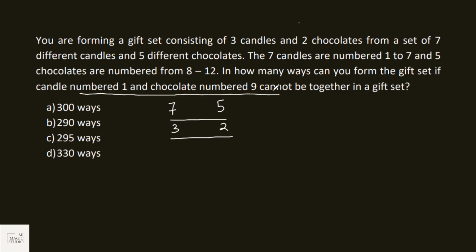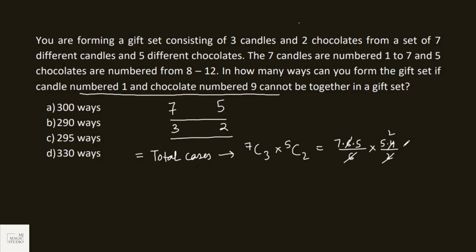Whenever we have this kind of question, the simple rule is to first find the total number of free cases. Total number of free cases where there is no restriction would be 7C3 into 5C2. Now we know that 7C3 means 7 into 6 into 5 by 6, that is 35, and 5C2 is 5 into 4 by 2, that is 10. This will give us 350. We need to deduct those cases where candle number 1 and chocolate number 9 are both present.